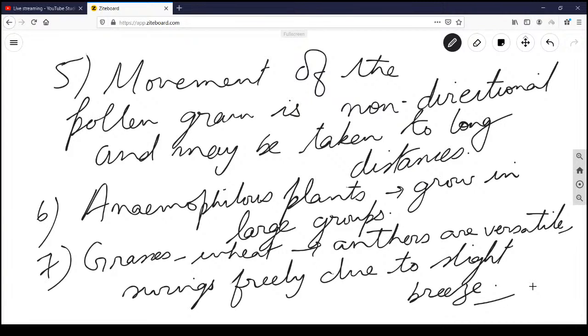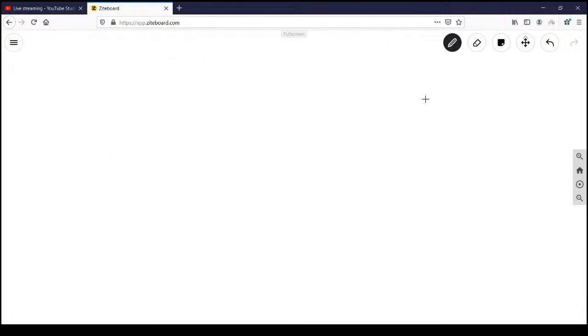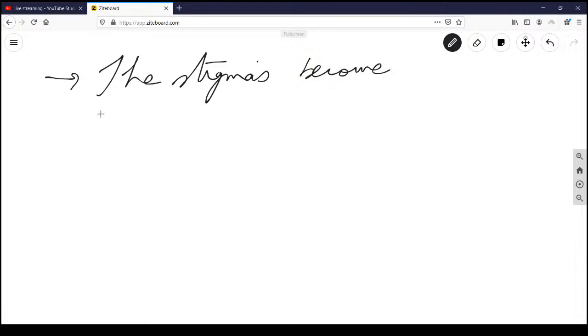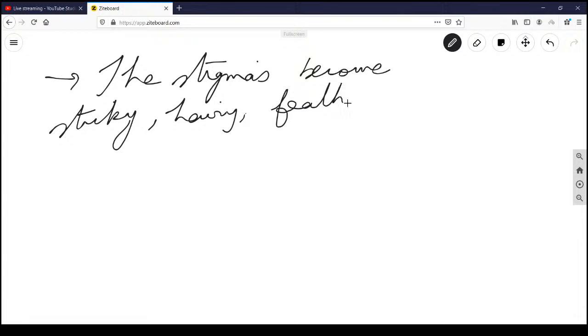Now, in order to catch the pollen grains, what happens is the stigmas become sticky. In order to increase the probability of catching the pollen grains, the stigmas become sticky, then hairy, then feathery, right? Or it can be branched also. All these things will increase the probability of catching or holding on to pollen grains.